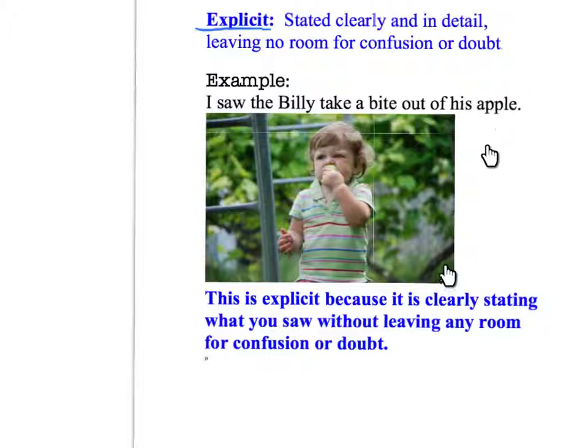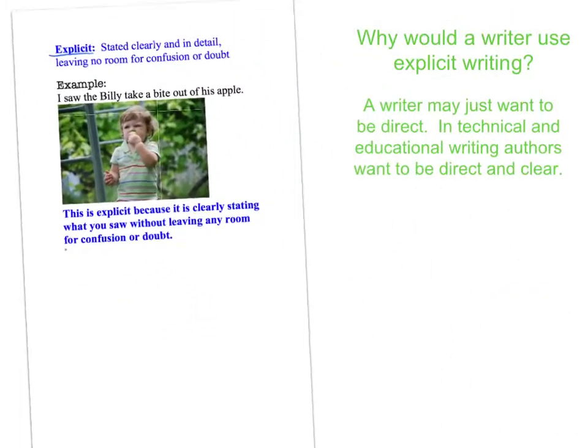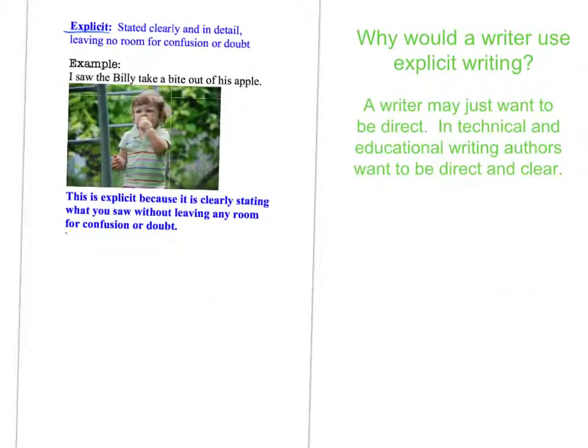A good question to ask would be, why? Why would a writer use explicit writing? Well, a writer may just want to be direct, like in this case. He just wants to let you know what Billy did. Or if you are writing in technical form or in educational material, the writer or author wants to be direct and clear. They do not want to leave any doubt in your mind about what is being written.